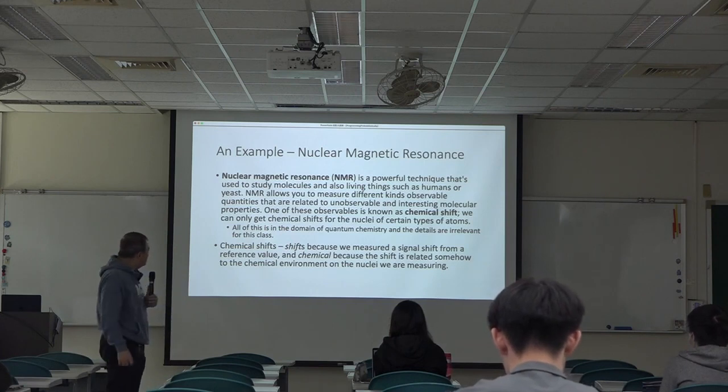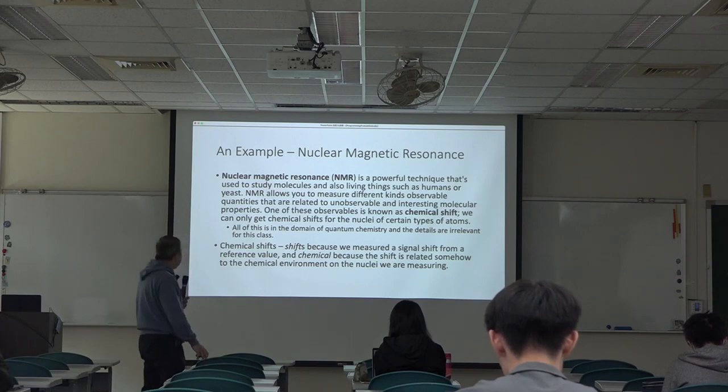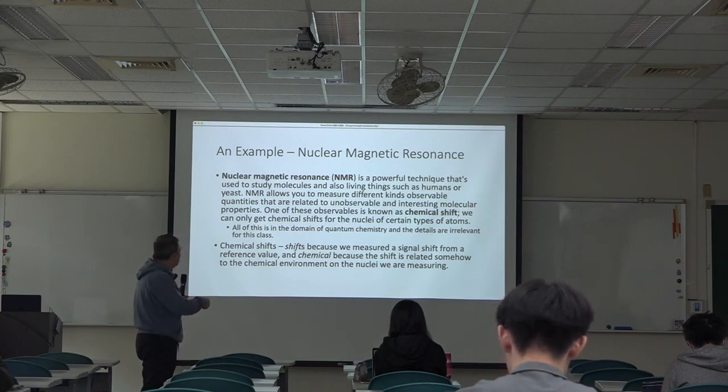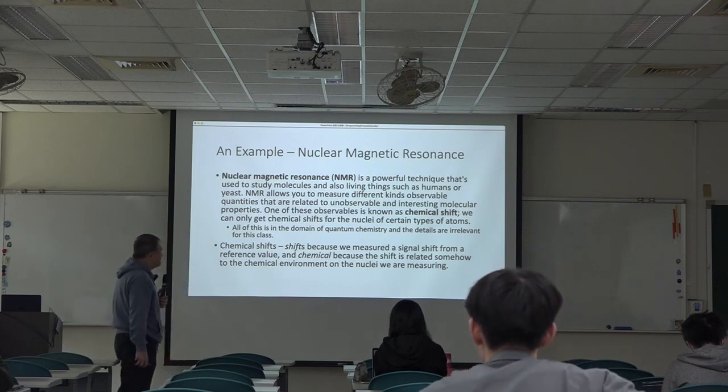So NMR allows you to measure different kinds of observable quantities that are related to unobservable and interesting molecular properties. One of these observables is known as chemical shift. We can get the chemical shift for the nuclei of certain types of atoms. All of this is in the domain of quantum chemistry, and the details are irrelevant for this class.